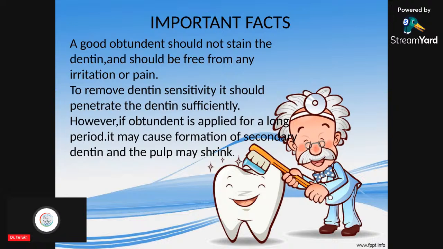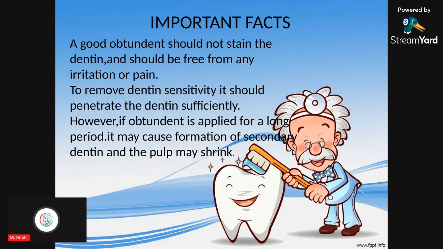So, what are the important facts? A good obtundant should not stain the dentine. So, basically, the obtundant you are applying should never stain a dentine. This is the first thing, and it should be free from any irritation or pain, and it should not cause any irritation or pain to the patient. Okay, to remove the dentine sensitivity, it should penetrate the dentine sufficiently. So, basically, what we want is to remove the dentine sensitivity, so that's why we need to penetrate it sufficiently into the dentine.